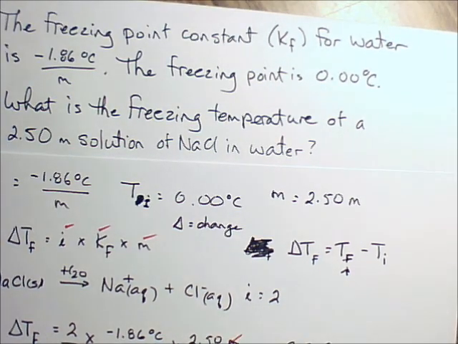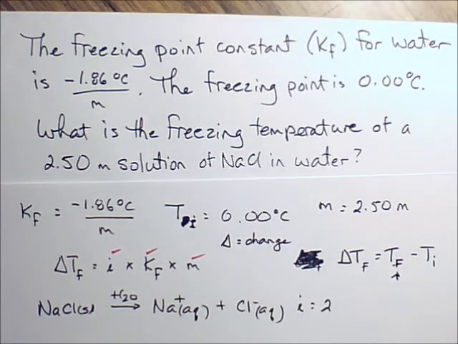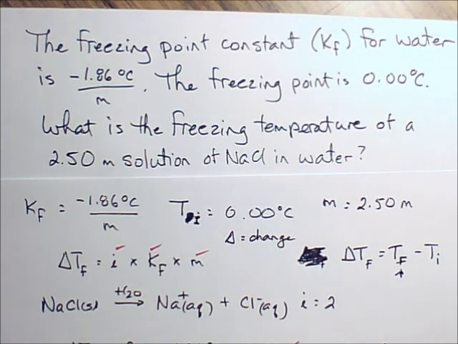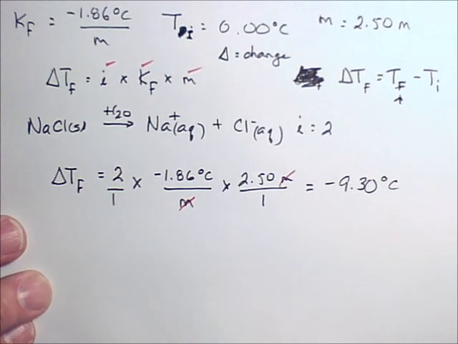The initial temperature is always the freezing temperature of the pure solvent. Or, if we were doing boiling point, it'd be the boiling point of the pure solvent. The initial temperature always refers to the freezing or boiling point of the pure solvent. In this case, water is the solvent, so it'd be pure water before you put any salt in it. Okay? All right. So now we need this second equation.